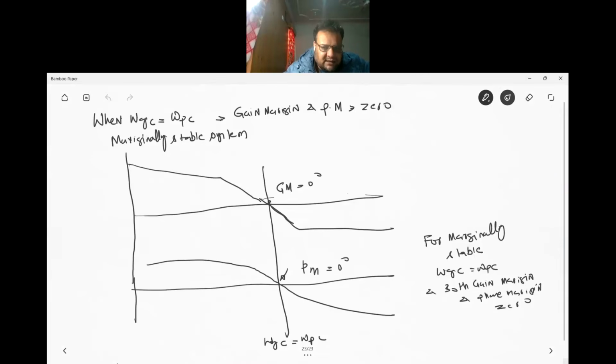Now, if both the gain margin and phase margin are equal to zero, why? Because there is no margin. They are cutting at one single point. This is called a marginally stable system. So keep these things in mind.